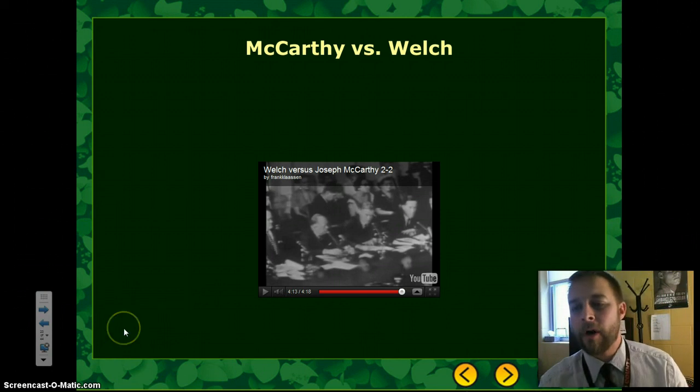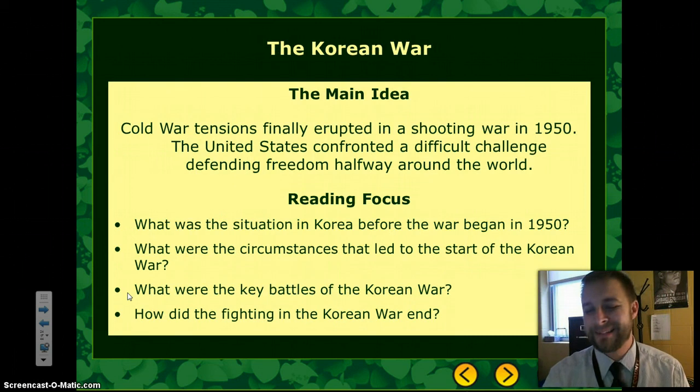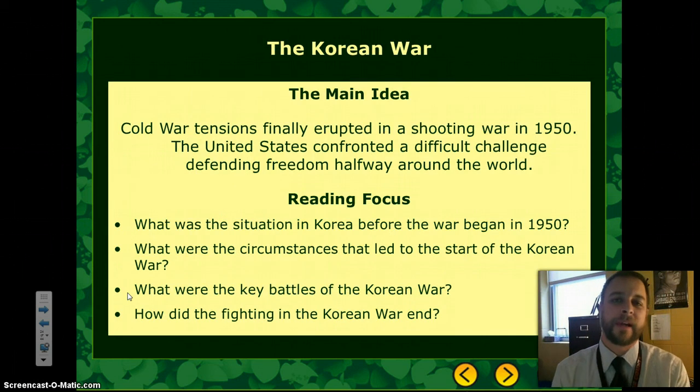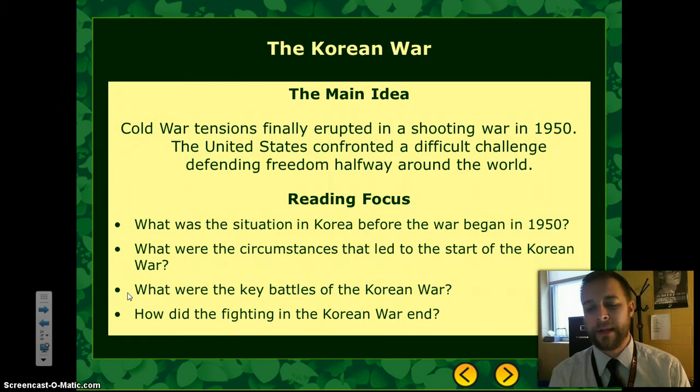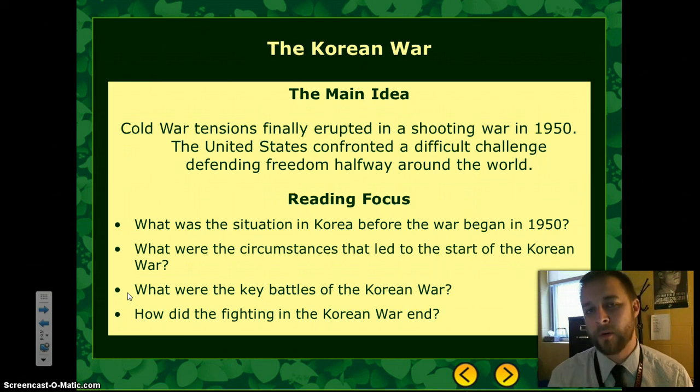So, but McCarthyism becomes a fitting example of what the Red Scare was all about. These kind of baseless accusations and unfounded fears against communism. And this is fed by the Korean War that's going on at that time.